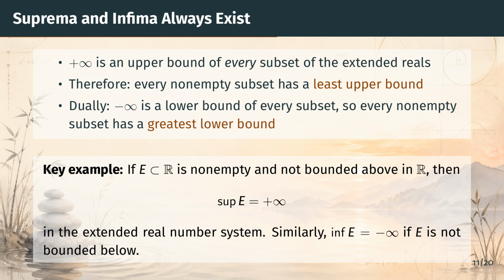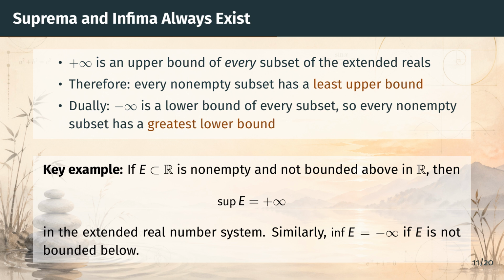In the ordinary real number system, the supremum simply does not exist, but in the extended system, we simply say the supremum of E is plus infinity. Similarly, if E is not bounded below, then the infimum of E is minus infinity. This convention lets us write suprema and infima without ever worrying about boundedness.